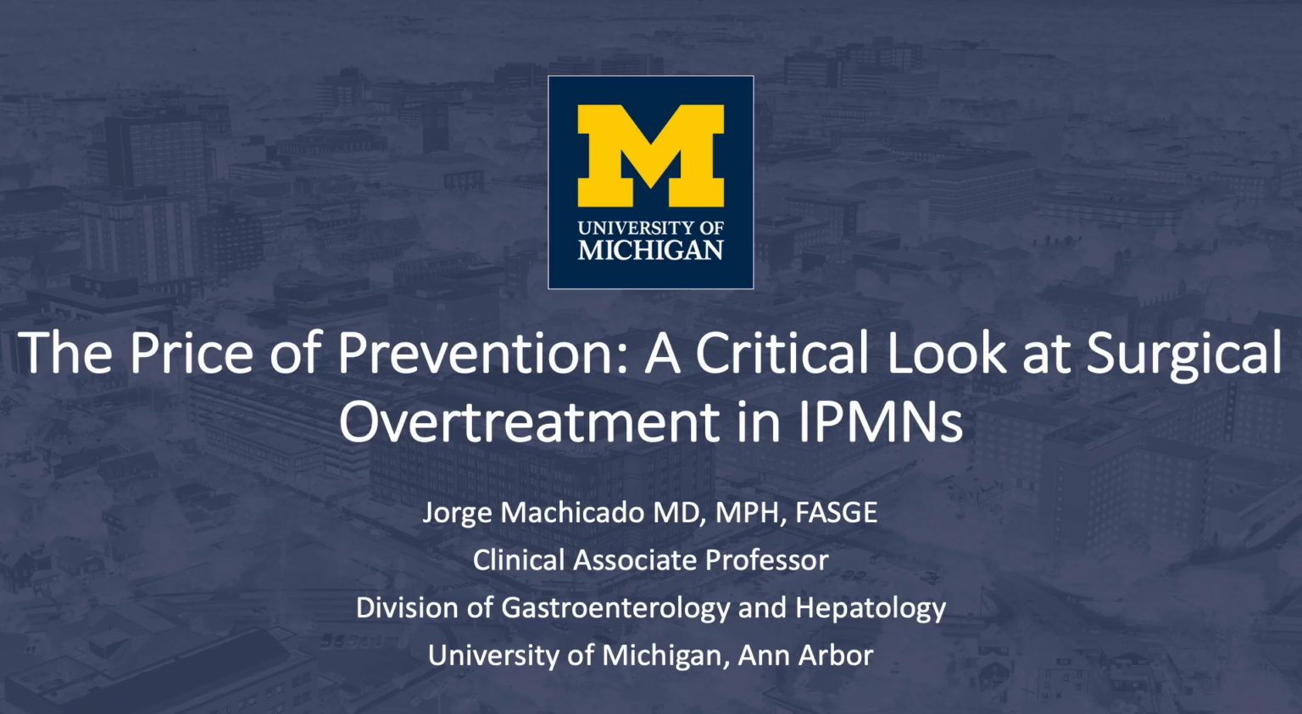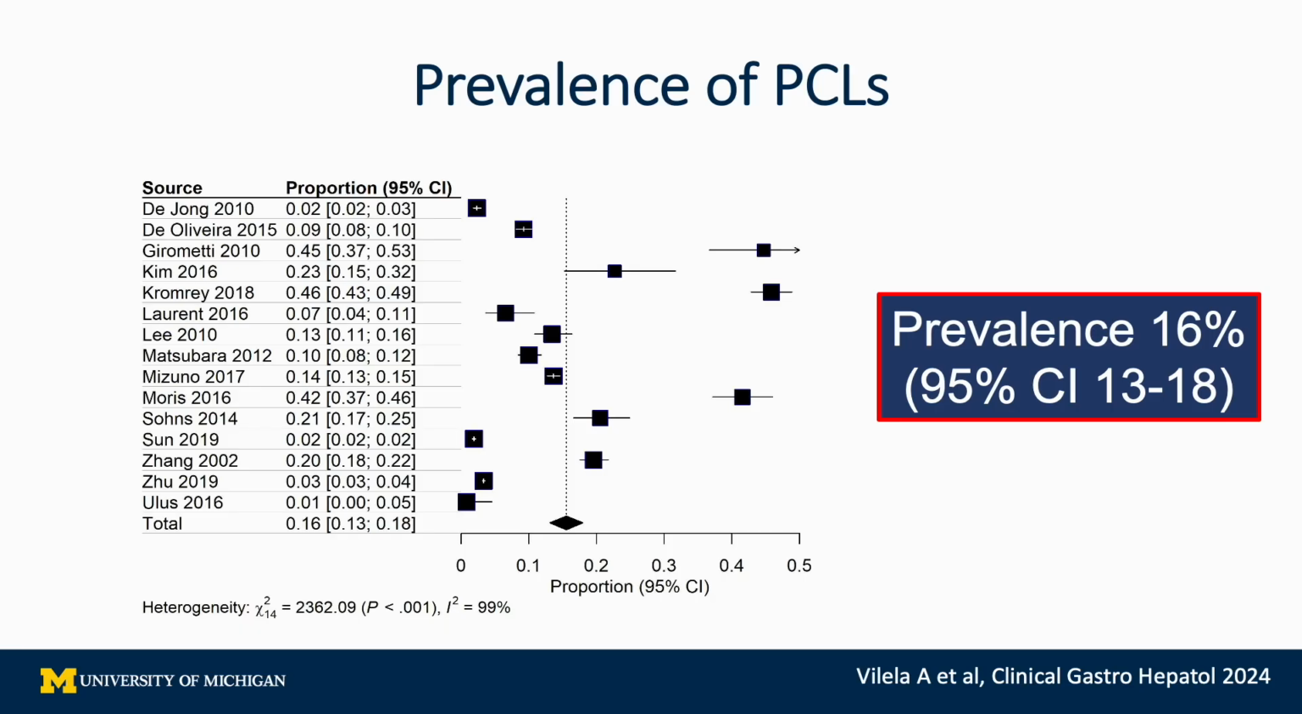We're going to talk about surgical overtreatment in IPMNs. To start, we all in this audience know that pancreatic cysts are common, occurring in up to 16% of the general population using MRI studies. And this is data from a systematic review and meta-analysis that we published a couple of years ago.